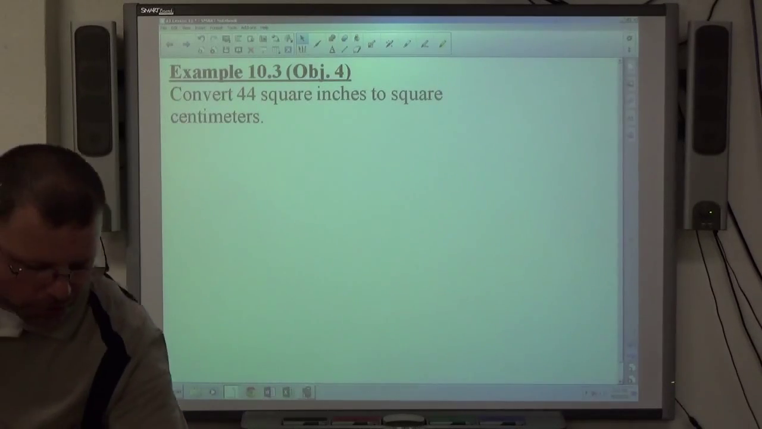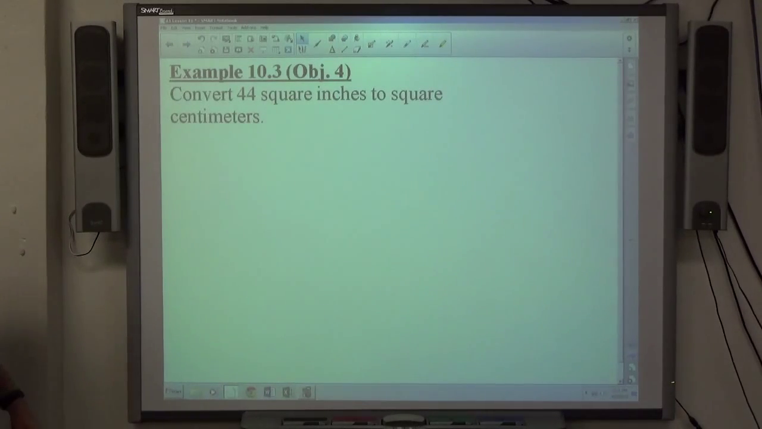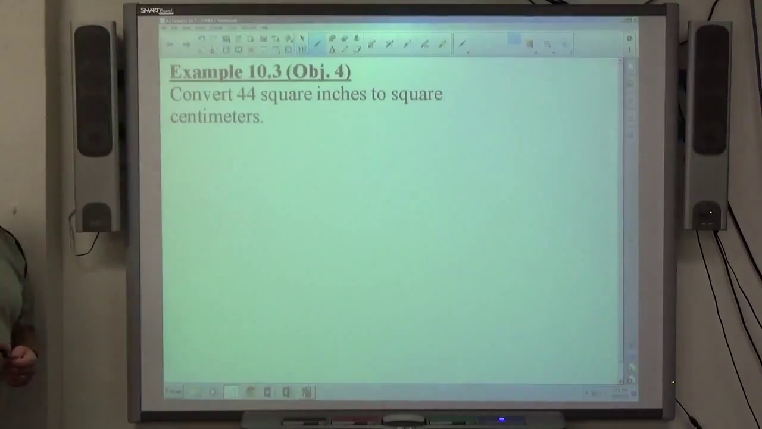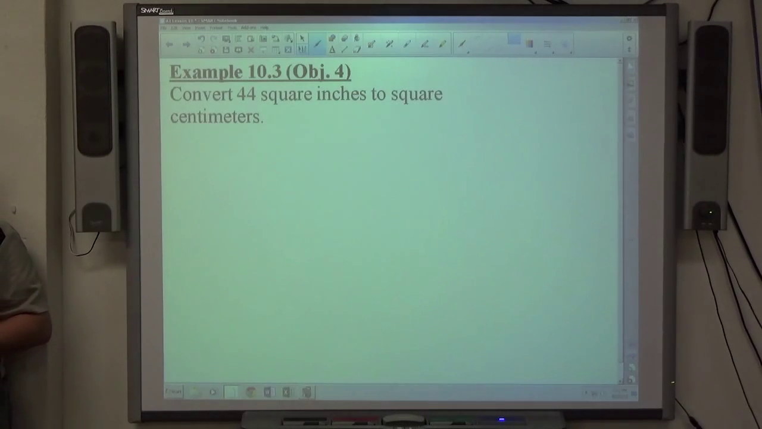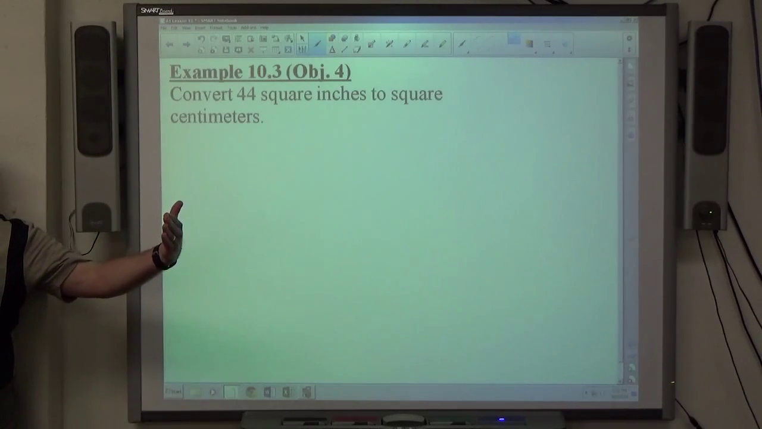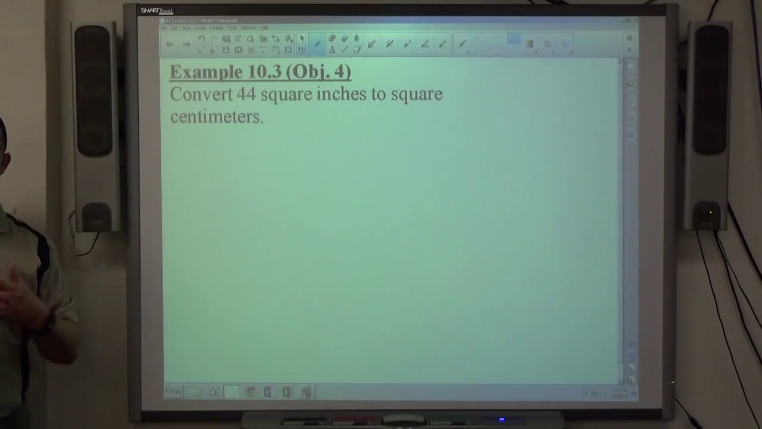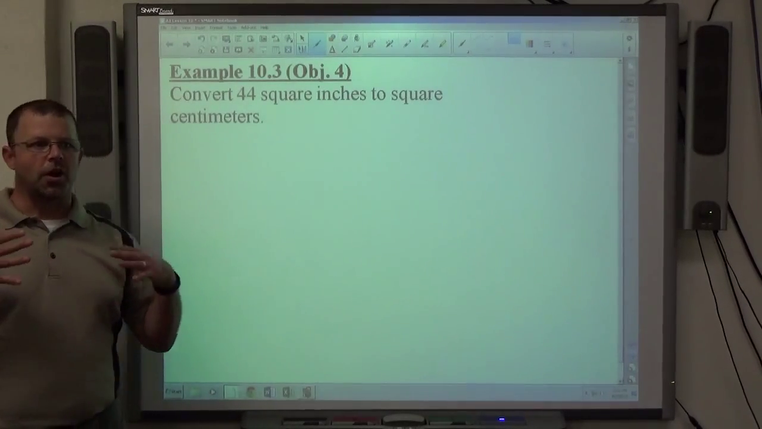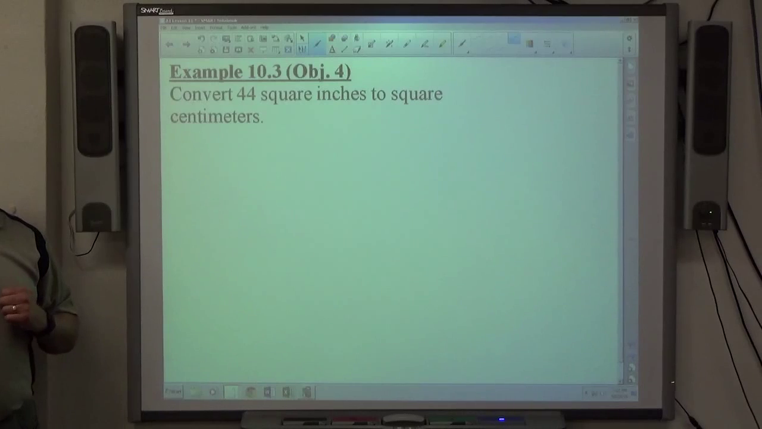Example 3 says to convert 44 square inches to square centimeters. And I still have a few of you that are really fighting me on the technique I'm trying to have you use on this. The technique I'm showing you is the most efficient technique, and when we get to ones that take 10 unit multipliers to fix, and you have to multiply sometimes and divide sometimes, if you haven't created this structure on your work of how to do these problems, you're going to be in big trouble.